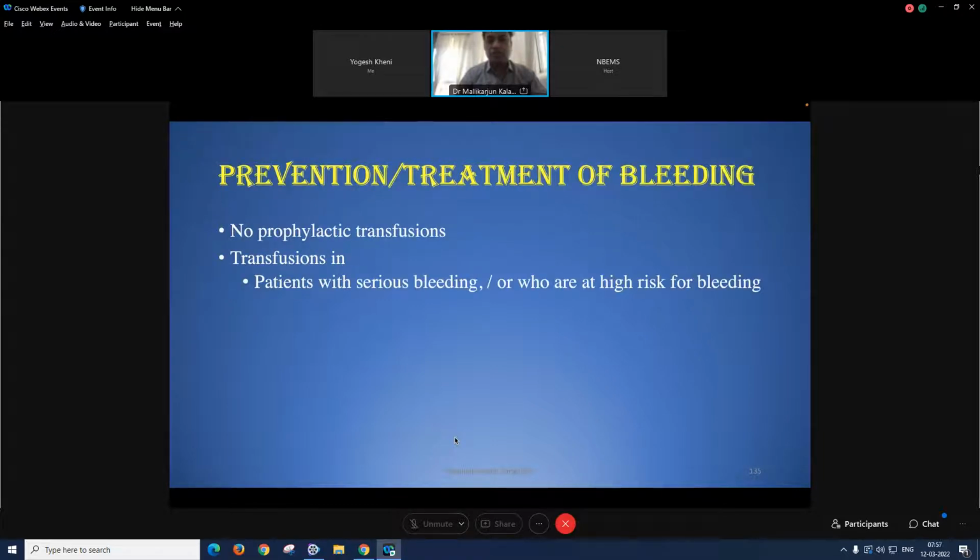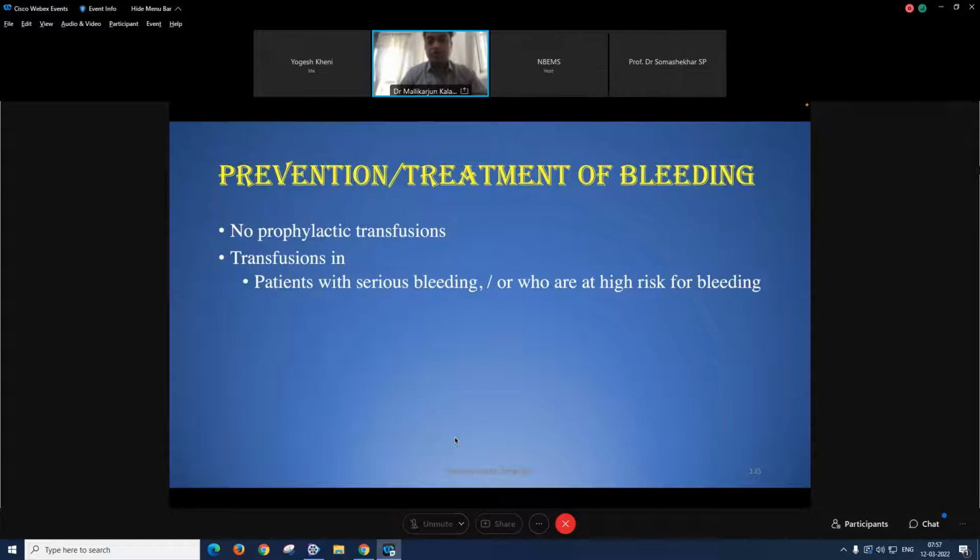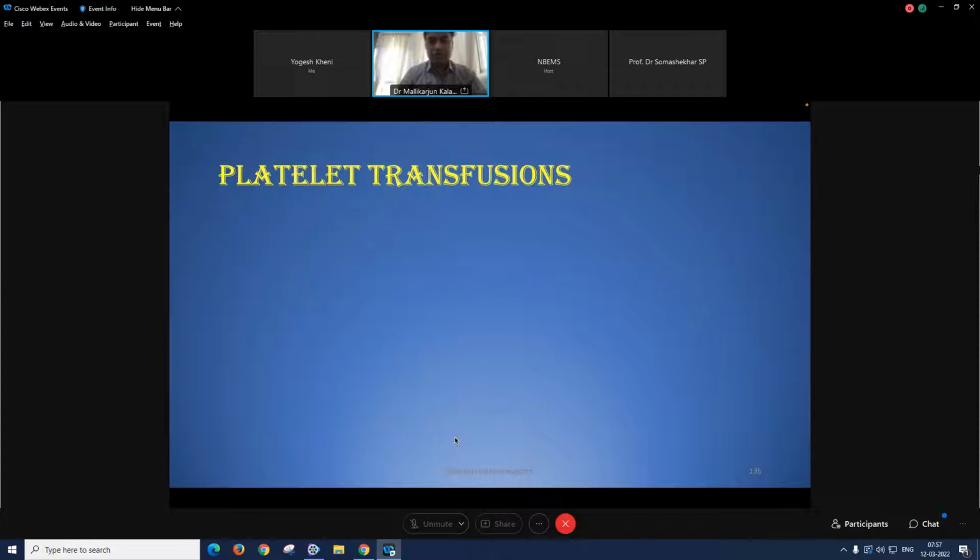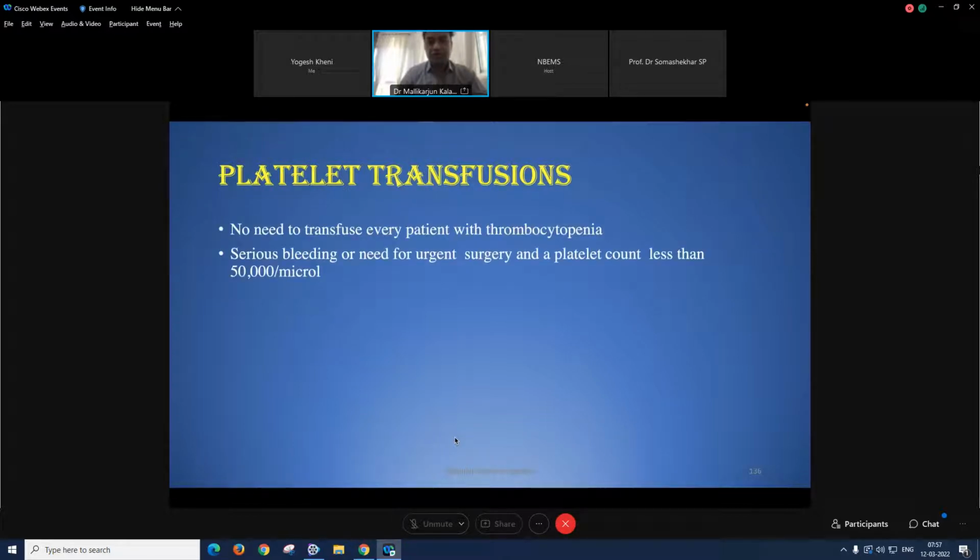So we always must remember that there is no role for prophylactic transfusion. You are never trying to correct the laboratory anomaly in these patients, and we only use transfusion if the patient has bleeding or if the patient needs any surgical intervention. And no need to transfuse for all thrombocytopenias. Transfuse only if there is serious bleeding or if the patient needs surgery and platelet count is very low, and platelet less than 10,000 in extremely sick patients, one must.